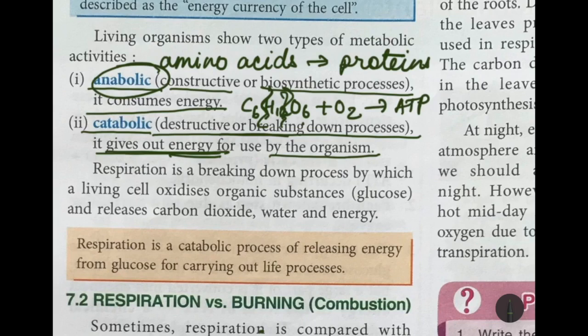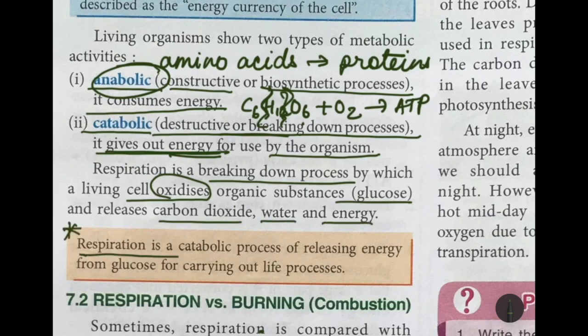So respiration is a breaking down process by which a living cell oxidizes, that is, uses up oxygen, and breaks down glucose and releases carbon dioxide, water and energy. So the definition of respiration is a catabolic process of releasing energy from glucose for carrying out life processes.